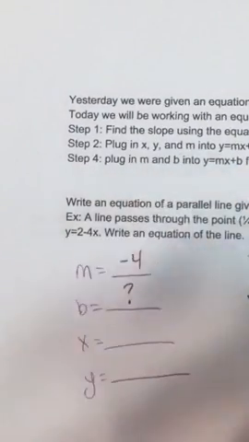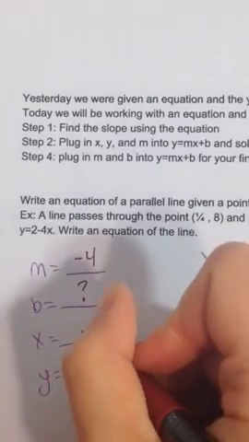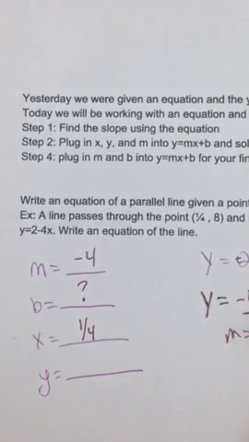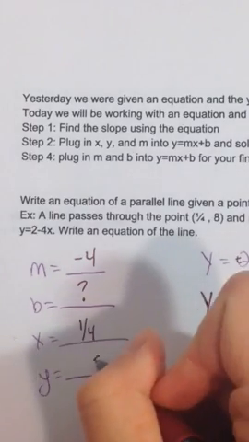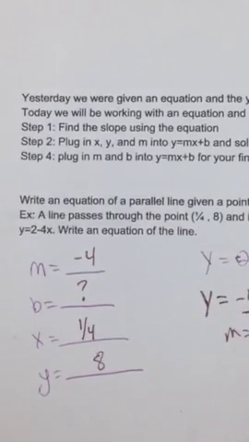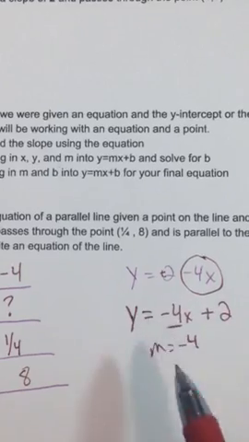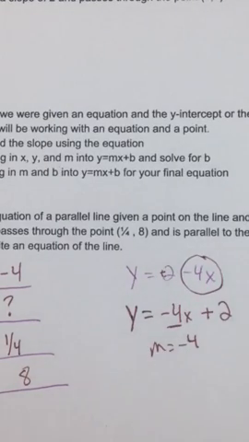I don't know what b is. I need to find that in order to write my equation. And if you remember before, x is 1/4, so I got a fraction involved, but that's okay. And y equals 8. Okay, and that's from the point that they gave me. Okay, so just an extra step from yesterday. We have to find the slope using the equation versus it being given to us.